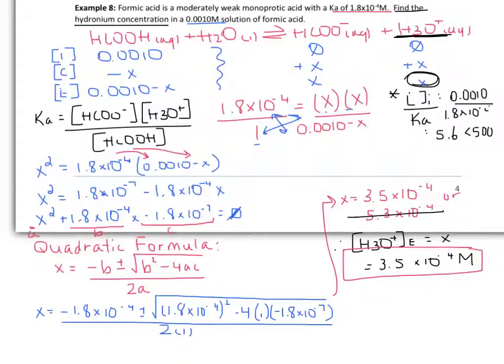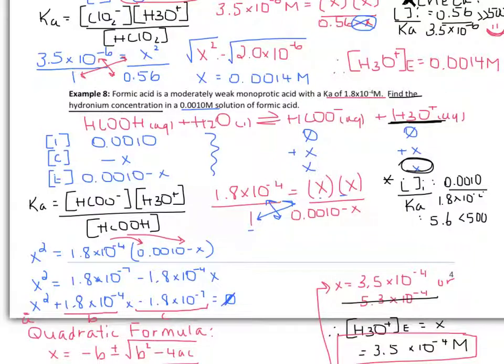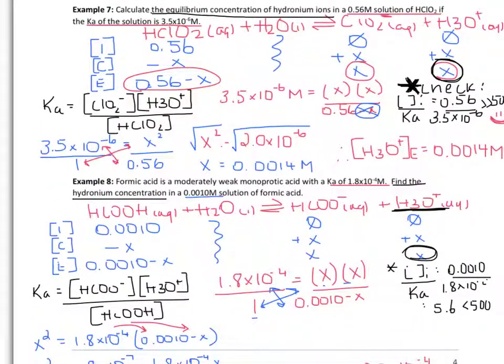Notice, however, it requires a lot more steps than if we go back up to example 7 when the check comes out to be greater than 500. Thus the reason it makes me very happy when the check does come out to be greater than 500.